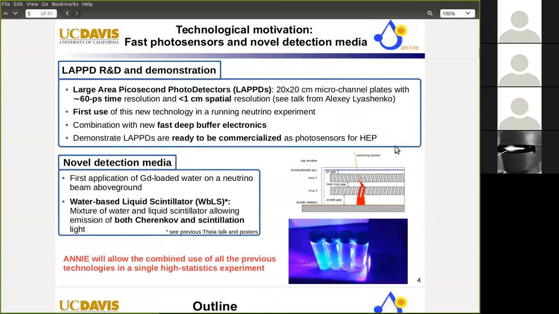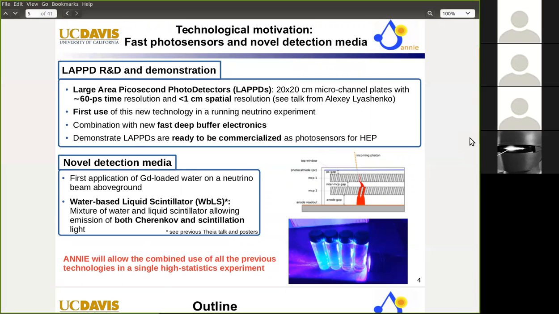The second goal is the technological goal. It concerns fast photosensors and novel detection media. So concerning fast photosensors, we plan on installing in ANNIE what's called LAPPDs, or Large Area Picosecond Photodetectors. As you heard from Alexei Dyashenko two days ago, those are 20 by 20 centimeter microchannel plates with a very good time resolution of 60 picoseconds and a very good spatial resolution of less than a centimeter. ANNIE will be the first experiment to use this new technology in a running experiment and to take data with it. And those will be combined with new fast deep-buffer electronics.